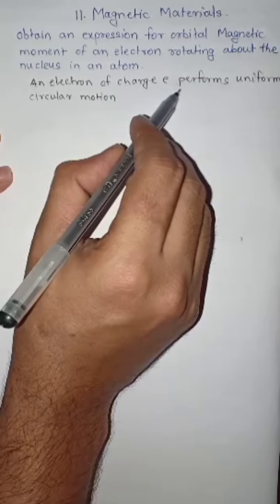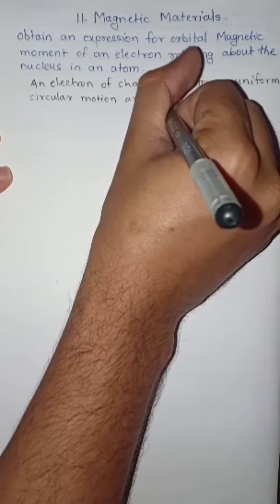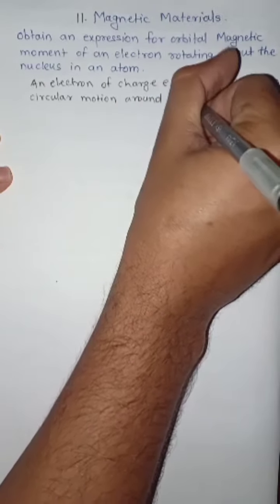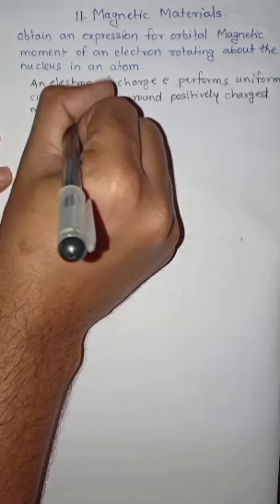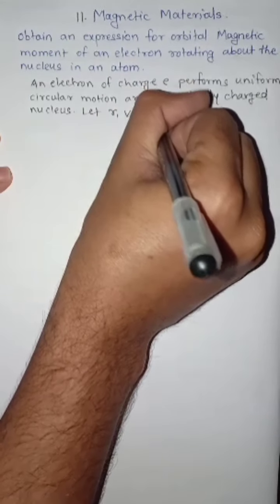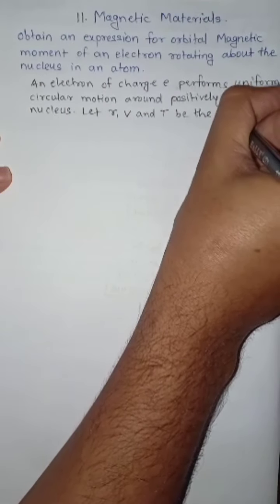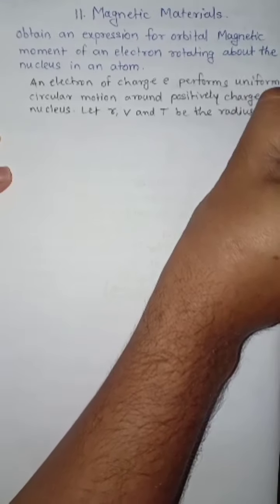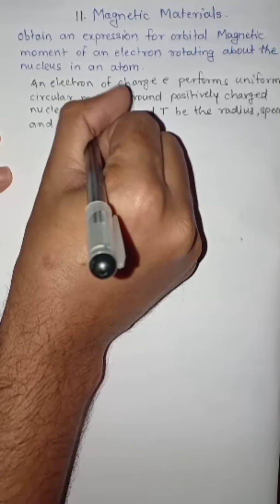So here the electron will also perform uniform circular motion around a positively charged nucleus. We will consider here let small r, v and T be: r is the radius, v is the speed, and T is the period of motion.